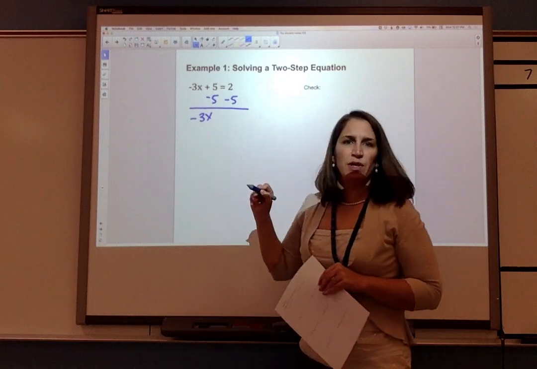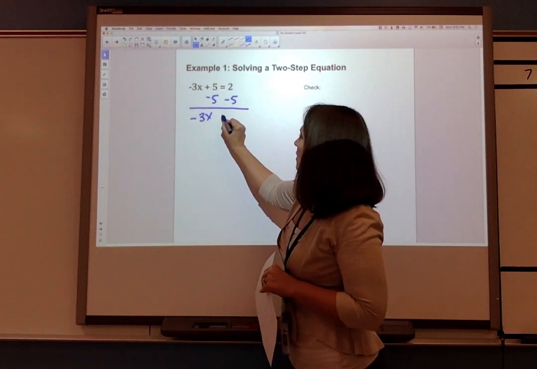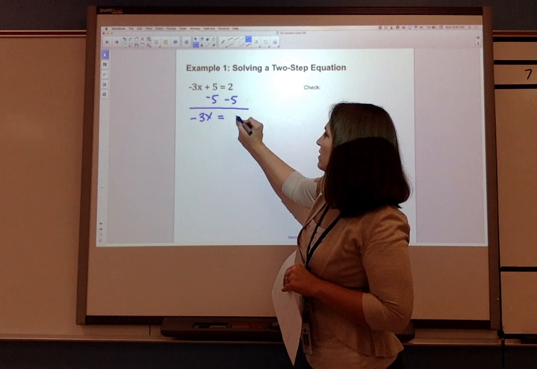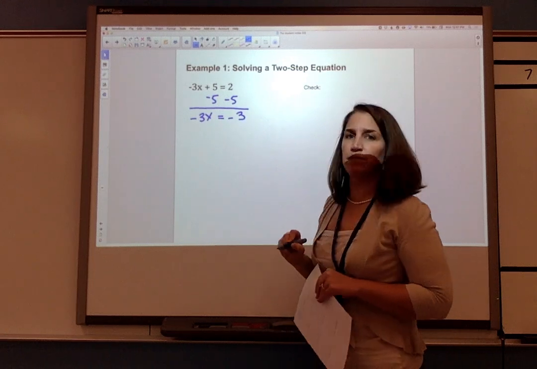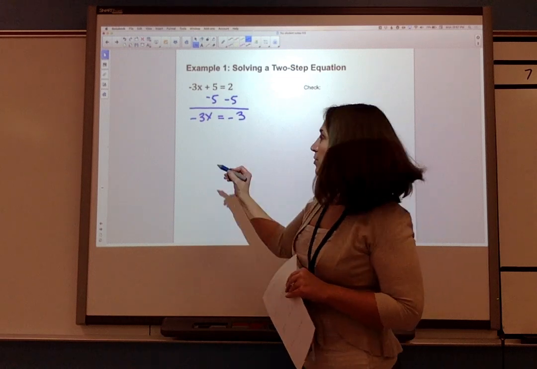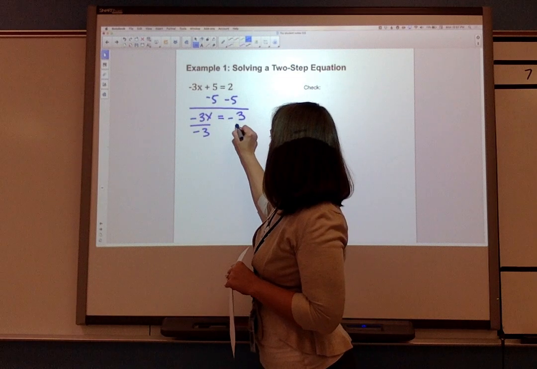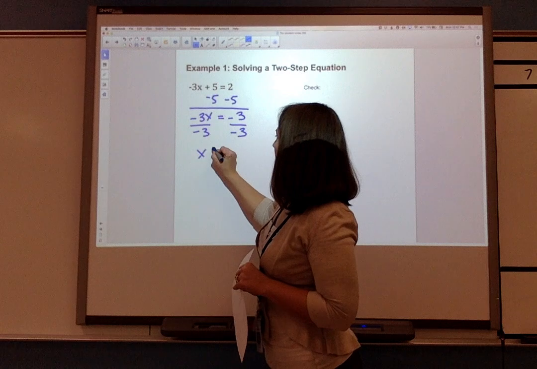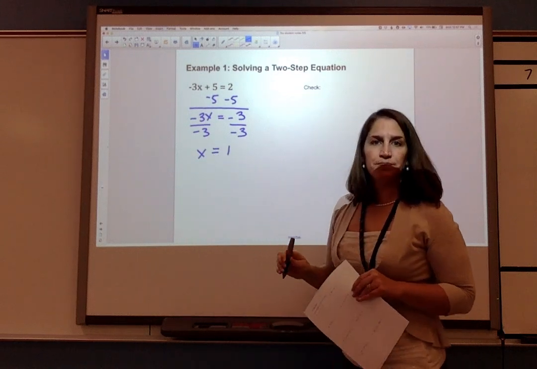So on the left, I'm left with negative 3x, and on the right, I have 2 minus 5, which is negative 3. Now I just have a one-step equation that I can solve by dividing both sides by negative 3. And I have x equals 1.